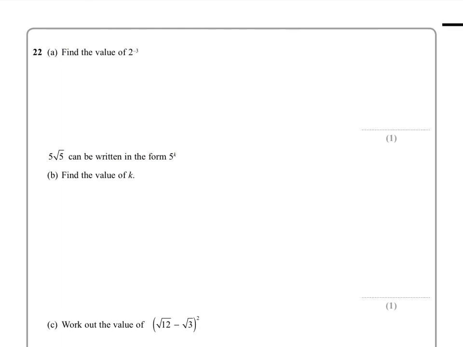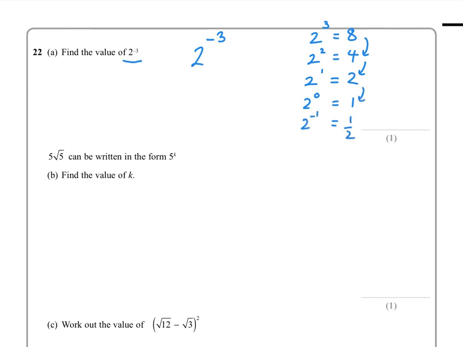So for part A, we want to find the value of 2 to the negative 3. But if we look at 2 to the power 3, that's 2 times 2 times 2, which is 8. 2 squared is 4. 2 to the power 1 is 2. Notice these are all being halved. So the next one's going to be 2 to the 0. Anything to the 0 is 1. And then halved again. And then half of a half is a quarter. So we're going to get 2 to the minus 3 is 1/8.